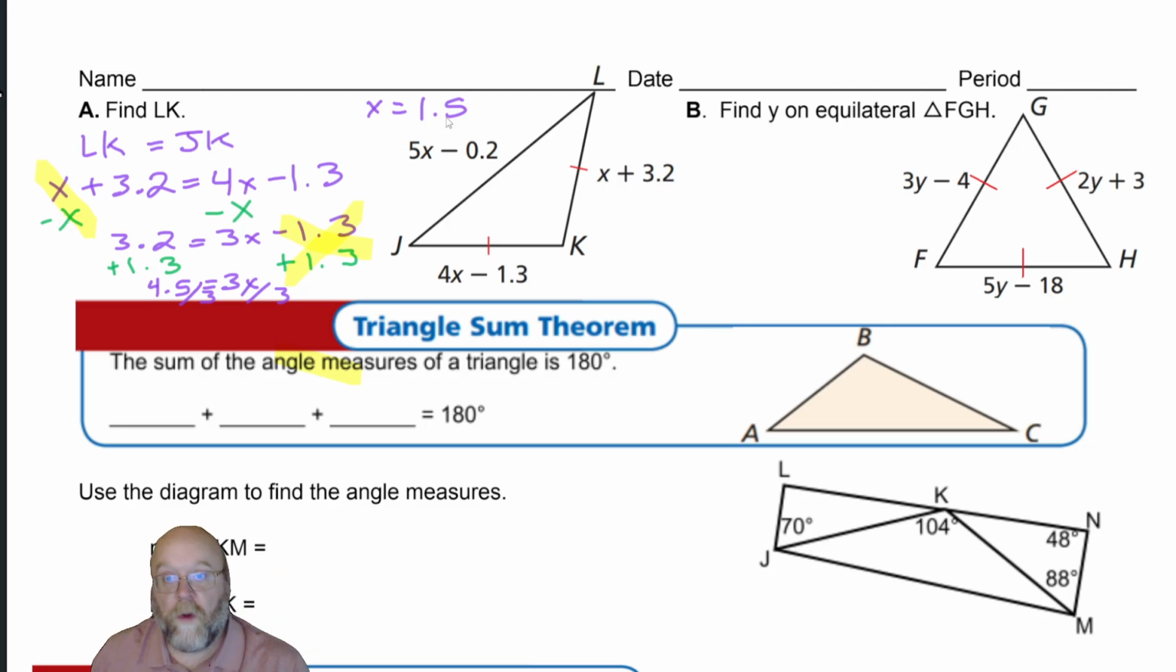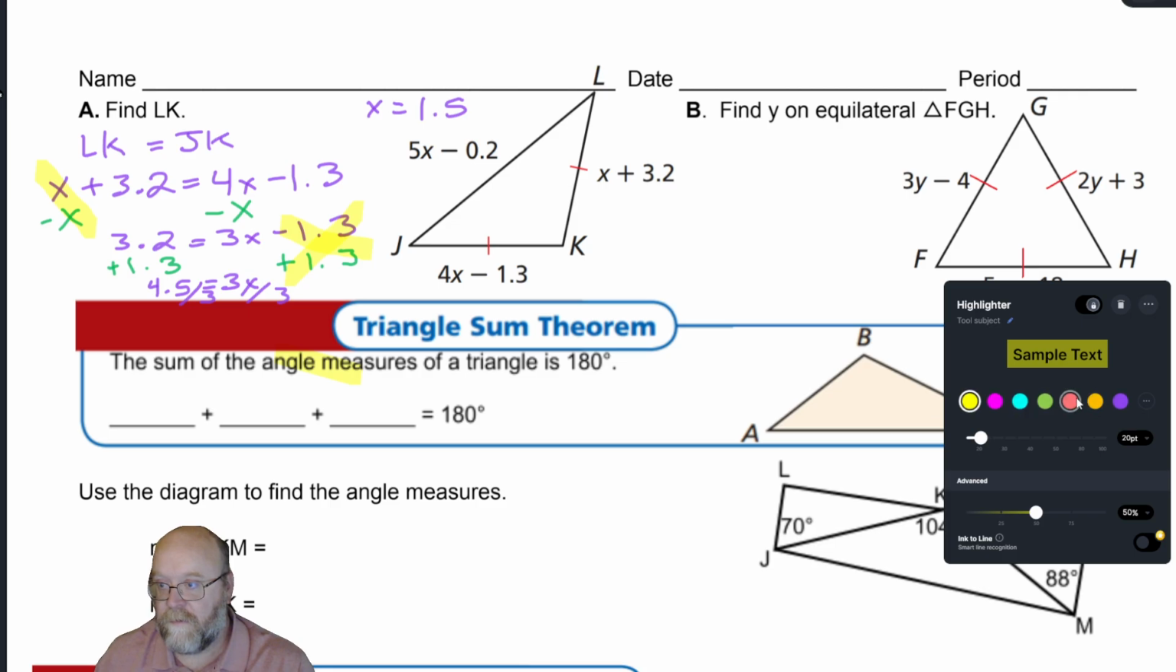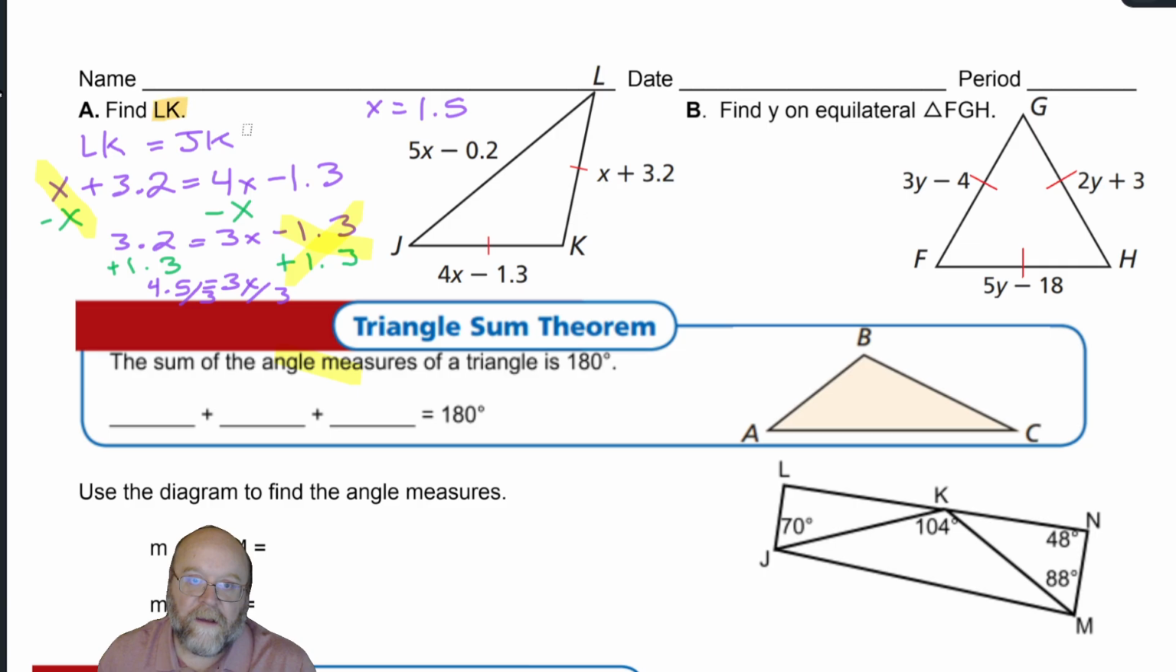Okay, so if x is 1.5, are we done? Are we done? Guys, are we done? No, we're not done. We're trying to find LK. So LK is this one. But you could really plug it into either one because they're congruent. So you get to pick there. So LK is this, so it's going to be 1.5 plus 3.2. What's that going to be?